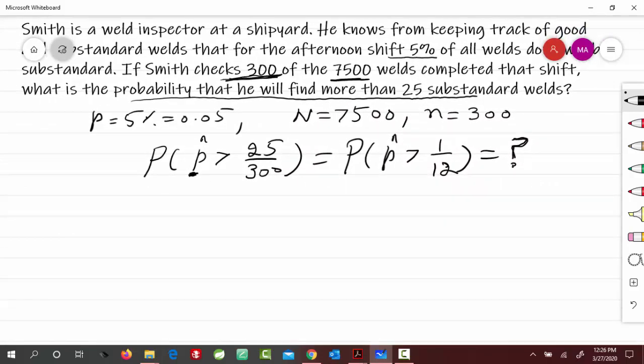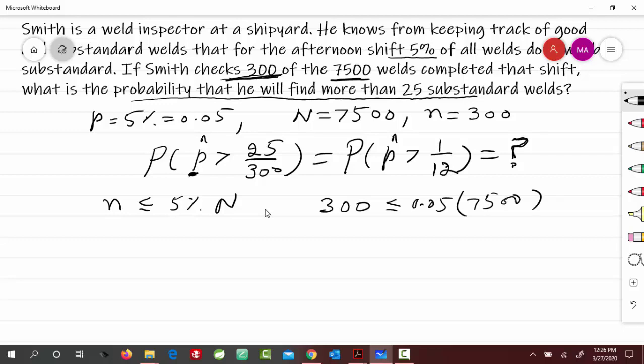First, check that n is less than or equal to 5% of the population size. First this one. For n we have 300, and we're going to see whether this is true or not. So 5% is 0.05 of 7,500, and this turns out to be 375. We know that this is greater than or equal to 300, so it's true. So this first condition is true.